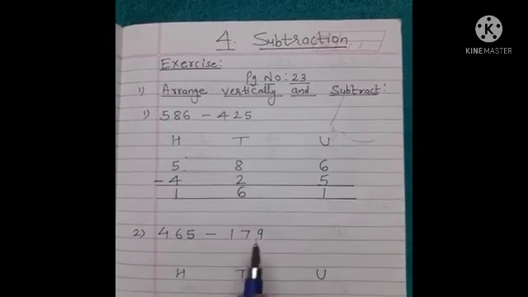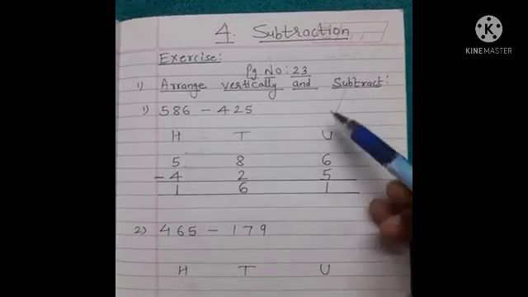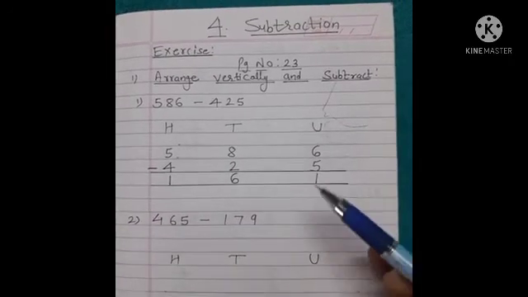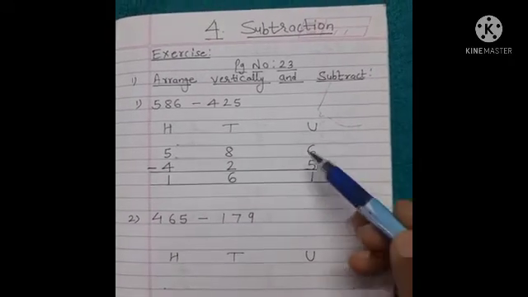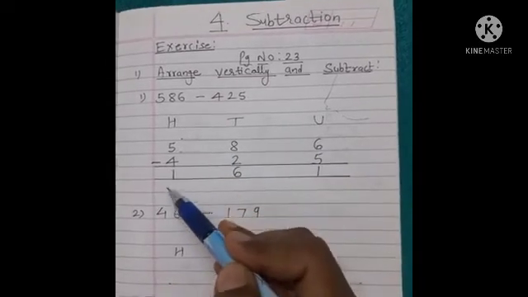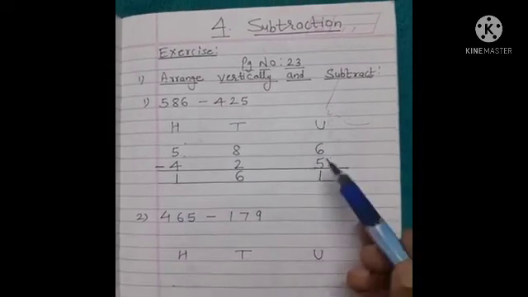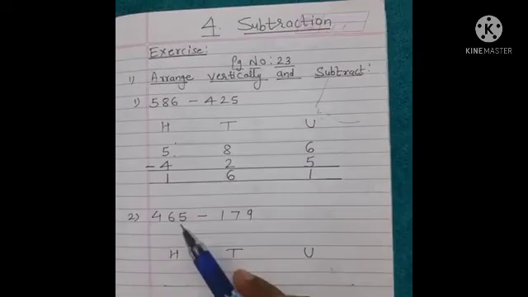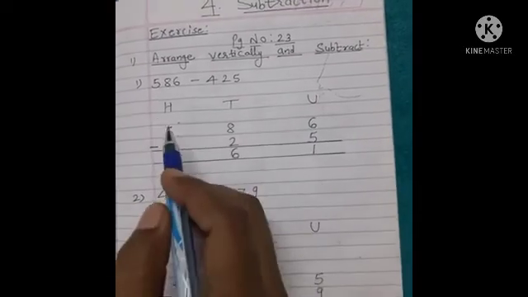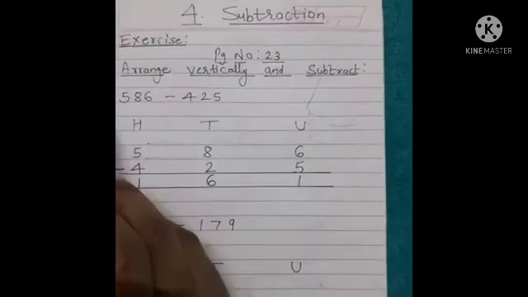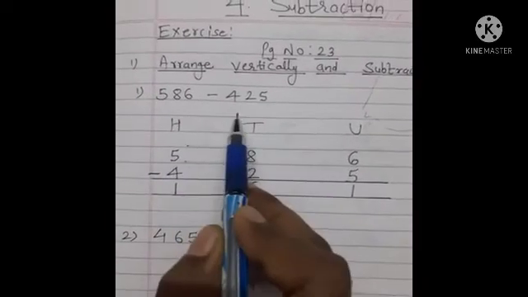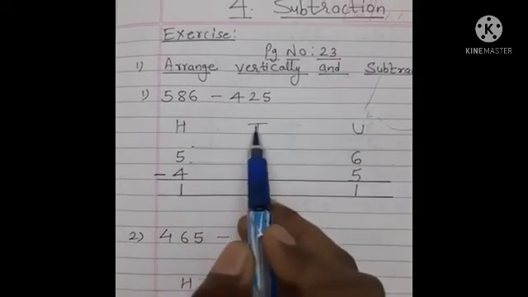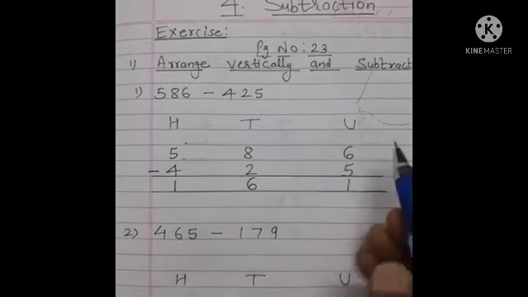Now rule number 2 is we start from the right hand side, the unit house, and we progress towards the 100 house because this is a 3-digit number. So unit, tens and hundreds. Therefore, first we will take the first question, that is question number 1, 586 minus 425. This is without borrowing. So let's take this example first.